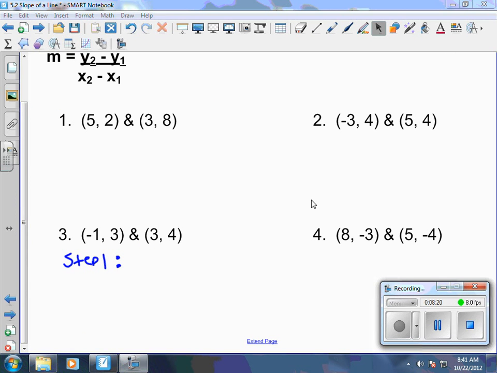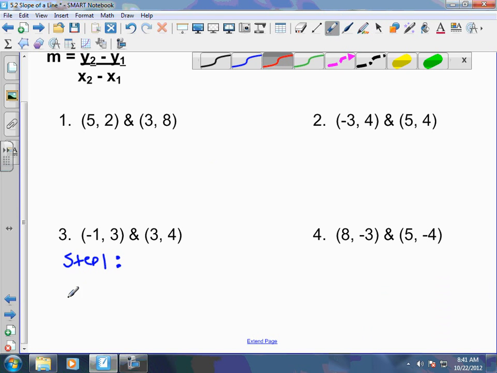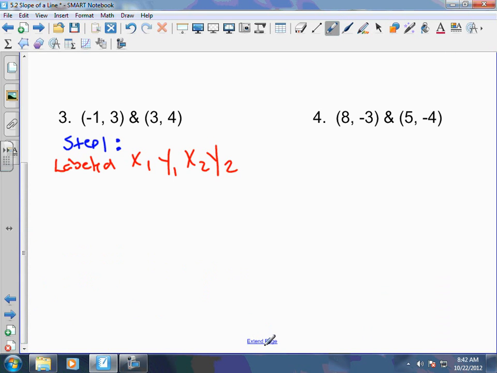That's right. The first thing I did was I labeled x1, y1, x2, y2. That's step 1. Instead of sitting there staring at me, you might want to write that down. Did you write it down already?